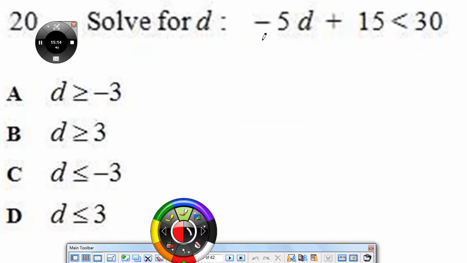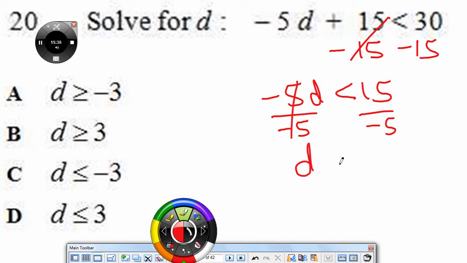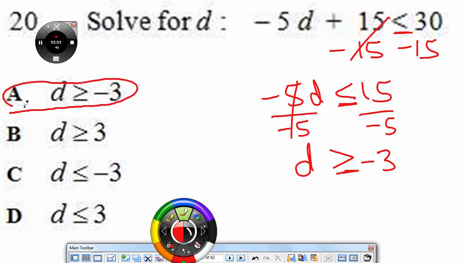Number 20, we want to subtract 15. So that would be negative 5d is less than 15. And then divide by negative 5. Remember, when you divide or multiply by a negative number, you have to reverse the inequality. So d is greater than... Actually, this one should have had a bar underneath it right at the beginning. So d is greater than or equal to negative 3. So 20 is A.